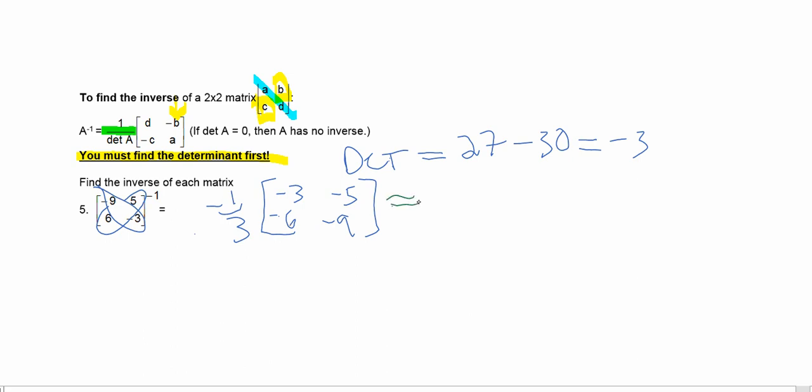So the inverse of this, which is written, for instance, if this was called matrix A, this would be A inverse. -1/3 times a -3 is equal to +1. And -1/3 times -5 is +5/3. And -1/3 times a -6 is +6/3, or 2. And then we have -9 times a -1/3, 9/3, or +3. Okay, so we're going to be using inverses in the near future to solve systems of equations using matrices. So good luck with the rest of your homework on this.